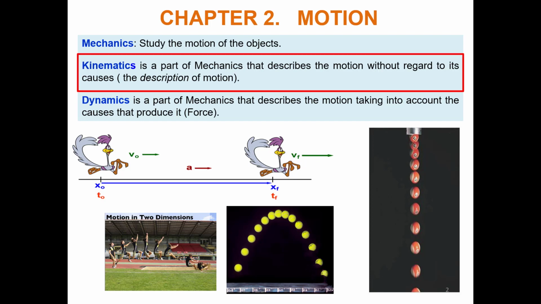kinematics. What we are going to learn in this chapter is how to describe the motion of objects that move in the horizontal direction, like this example, or if the object moves in the vertical direction, or if the object moves in both directions at the same time, in the X and Y directions. In these examples, we have two-dimensional motion. And this is what we are going to try to learn in this chapter.